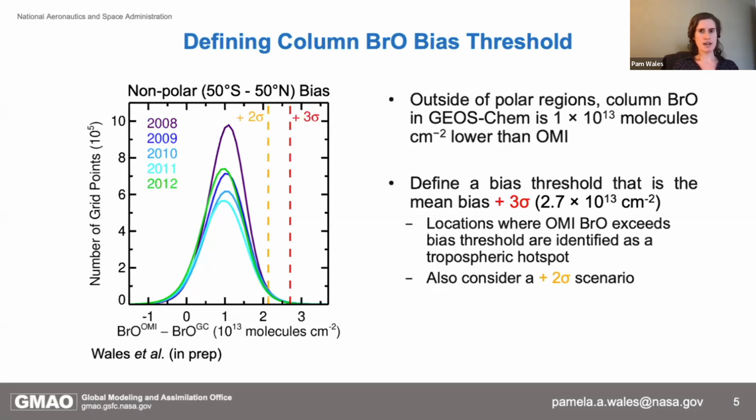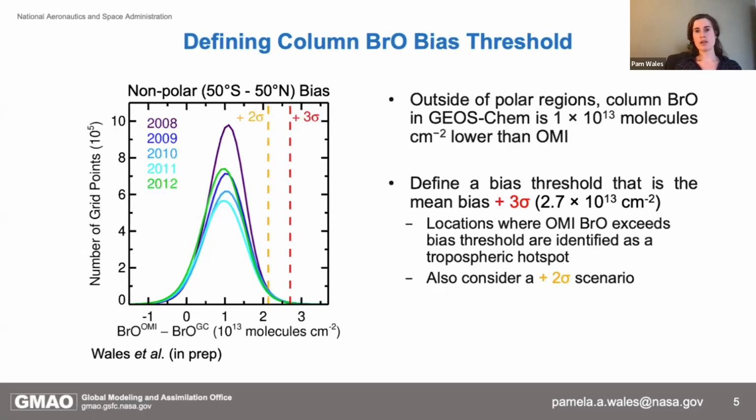I look at the difference between OMI and GEOS-Chem outside of polar regions, so between 50 south and 50 north, to try to get rid of regions that might be affected by polar emissions. And we have this really nice normalized distribution centered around 1 × 10^13 molecules per centimeter squared. We define a bias threshold that's greater than 99% of the bias that we observed at lower latitudes. This is 3 times the standard deviation plus the mean bias.